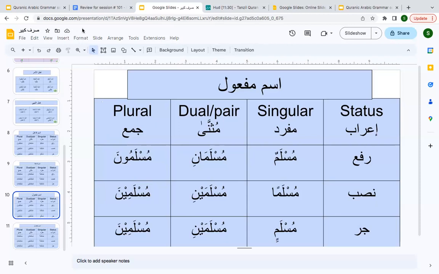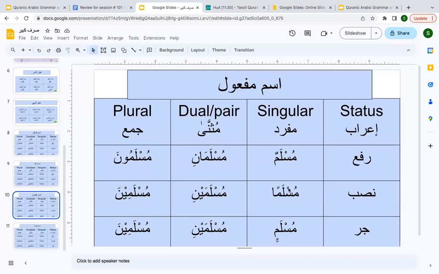Just do the ism zarf for Muslimun. Assalamu alaikum warahmatullahi wabarakatuh. Walaikum assalam warahmatullahi wabarakatuh. Same thing as what we have on the chart. You have to just say the ism zarf for this, but there can be a change, and that change you have to find out. So you are given the word Muslimun as your zarf. Start.